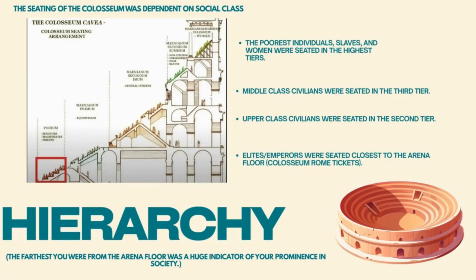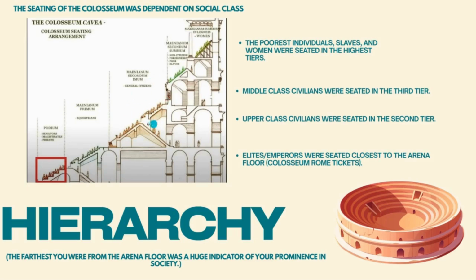This is a seating chart that indicated your role in society. Basically, the closest you were to the arena floor, which would be down here, that was a huge indicator of your prominence in society. So the people closest to the arena floor were usually emperors, senators, people at a high political level, and then right above them would be equestrians, which were upper class civilians, usually bankers or just people that are wealthy.